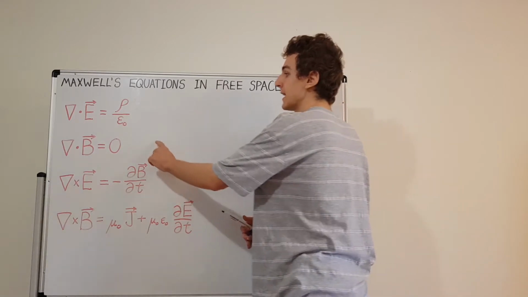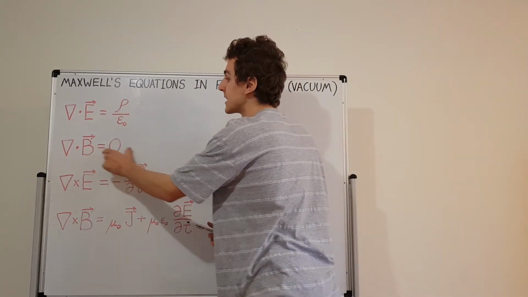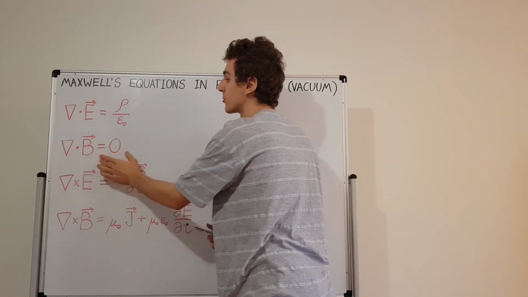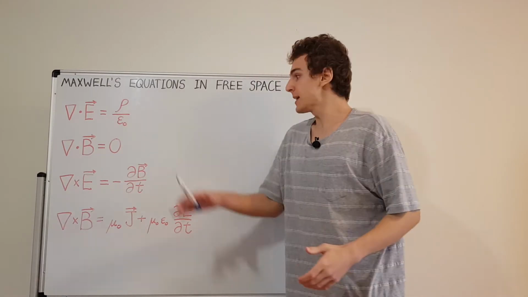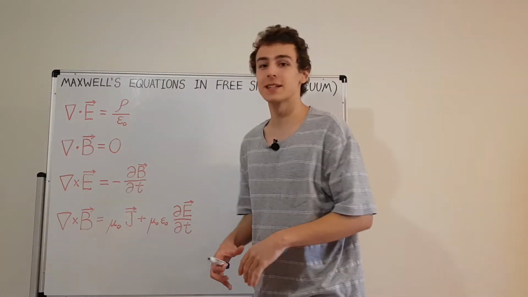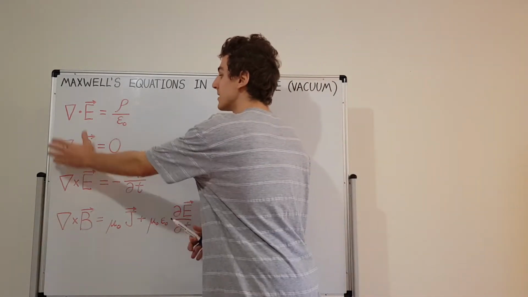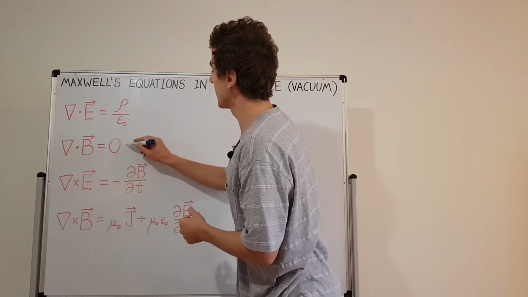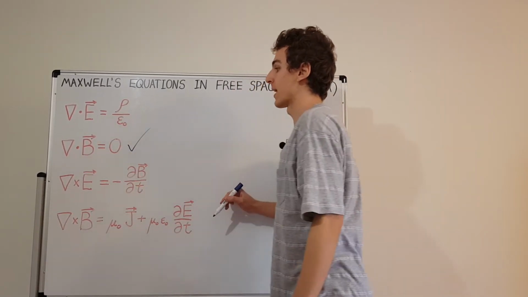Well, we can look at this second equation over here, Gauss's law for magnetism. It says that the divergence of the magnetic field is zero. This is saying that there's no magnetic monopoles. And that's going to be valid regardless of where you are. Unless, of course, we discover magnetic monopoles. But that's for another video. So this is always going to be valid. So we can put a tick next to that. That's always going to be valid. So we don't have to modify this when we're in a vacuum.